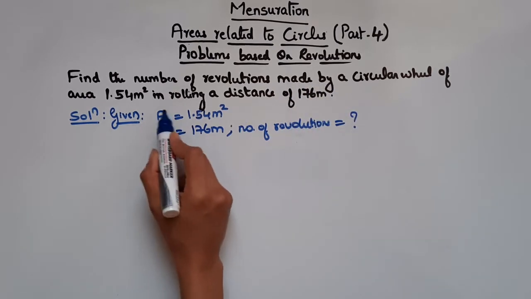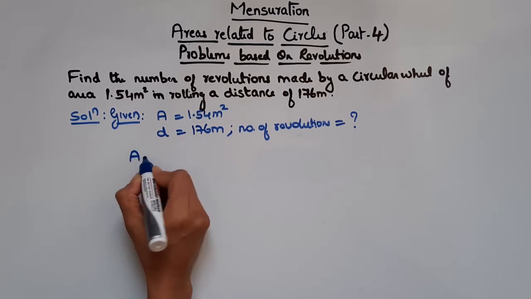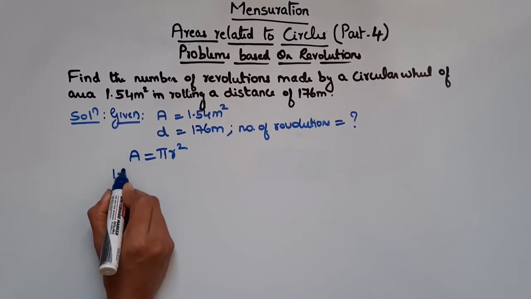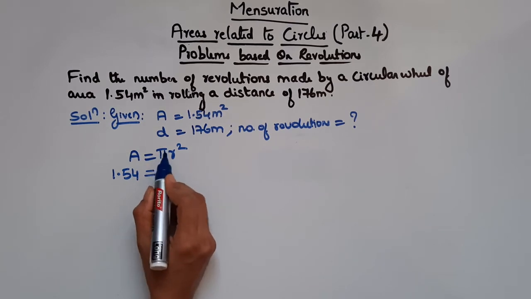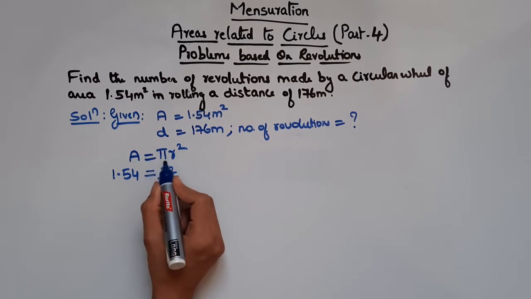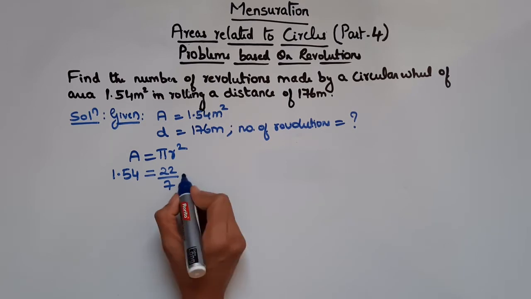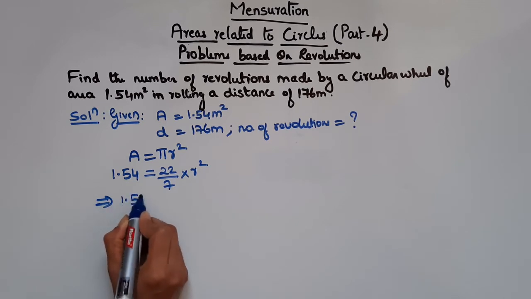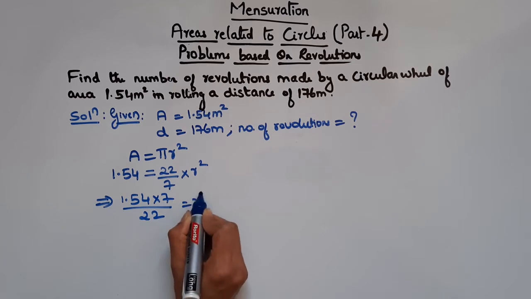So from area we can find the radius of the circular wheel, right? So first let's find the radius of the circular wheel. Area is equal to pi r square. So area is given as 1.54 square meter, which is equal to pi. Here the value of pi is not given, so you will take 22 by 7. If the value of pi is given as 3.14, then you have to take the same value, that is 3.14, into r square, which implies 1.54 into 7 by 22 is equal to r square.